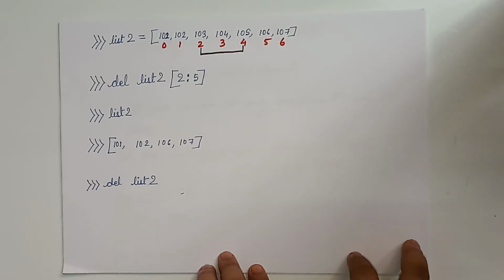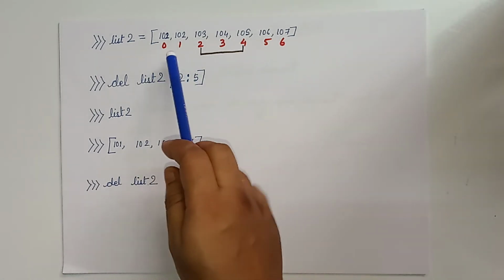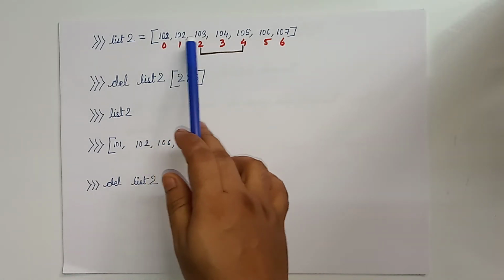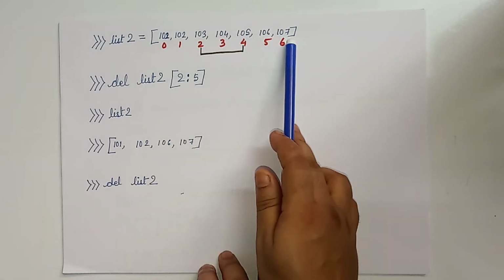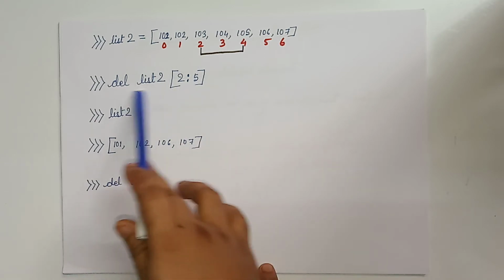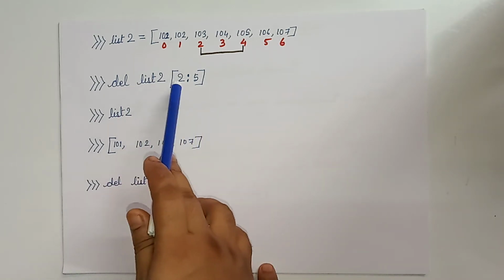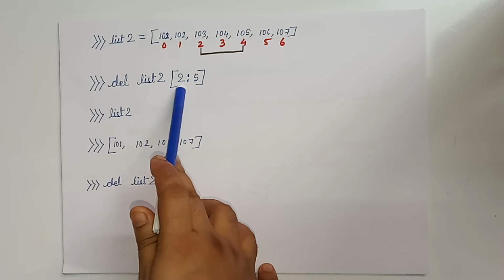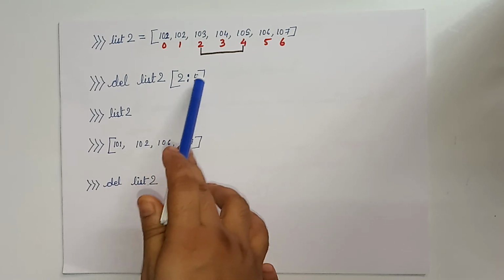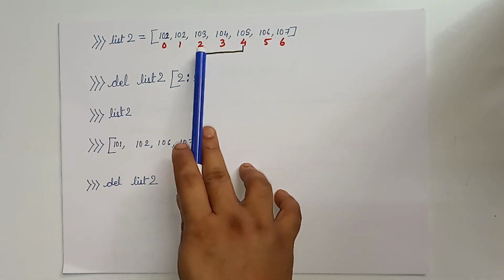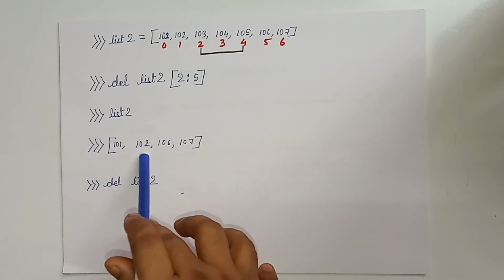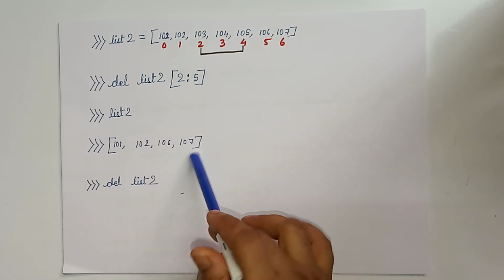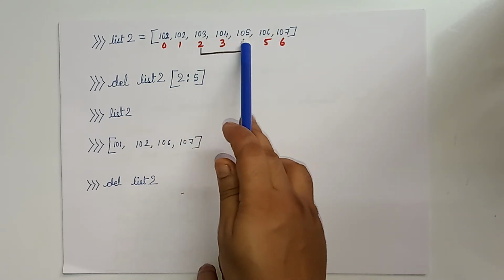Now let's see how we can delete from list slice. This is the list where we have kept numbers 101, 102, 103, 104, 105, 106 and 107. We want to delete, this is what the statement we have written, del list 2 colon 5, from second index to fifth index. So basically the elements will be deleted from 2, 3, 4. List 2, let's see, 101, 102, 106 and 107. Now you can see 103, 104 and 105.